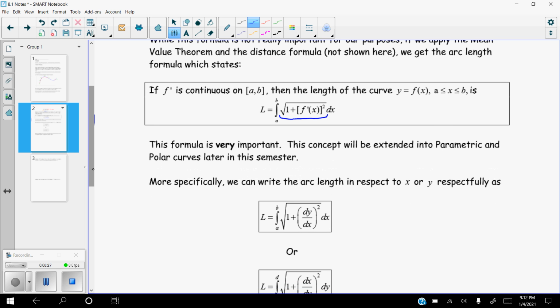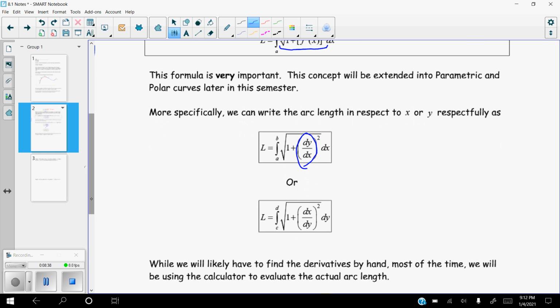So you can also write the same exact thing. Instead of writing f prime of x, we can write dy over dx, which is this one right here. Same exact formula. You might want to take a look at the next one, though. The next one says that you can write it as dx over dy. Notice that you have a dy on the outside here.